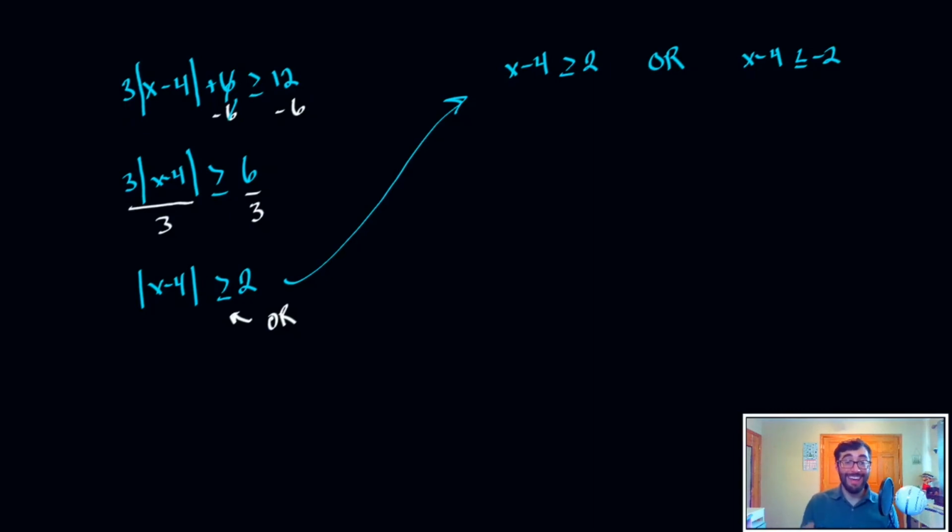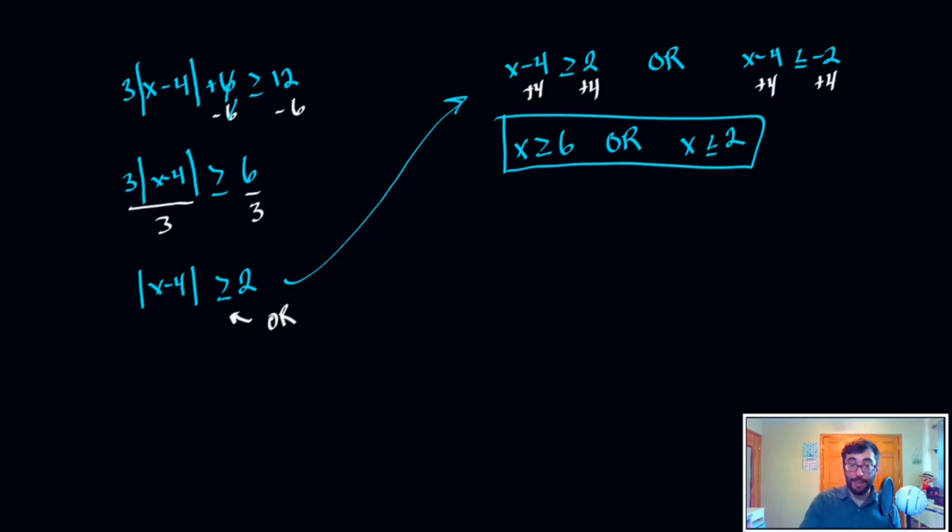All right, and now I'm going to solve each of these. So that's step 3, solve your inequalities now. To do that, I'm going to add 4 to each side. And once again, you can solve these separately. You don't have to do it at the exact same time, but for time purposes, I'm going to. So this is going to become x greater than or equal to 6, or x less than or equal to 2. Okay, and those are my 2 solutions. Now this would be written as an inequality.